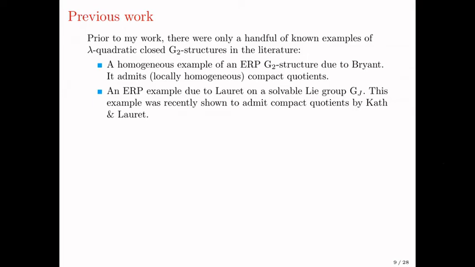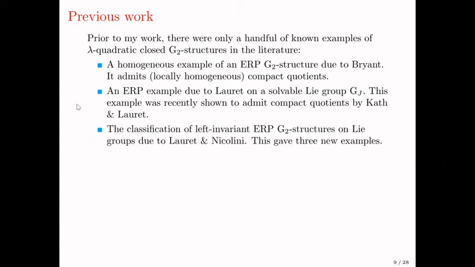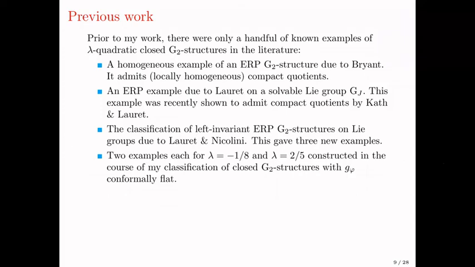So it was discovered that there was another family of compact examples. Jorge Larret and Marina Nicolini have classified left invariant ERP G2 structures on Lie groups, and their classification contains this example. It turns out it can be written as a structure on a left invariant group. And this example, of course, can. And they have 3 new examples that are distinct from these 2 as part of their classification.